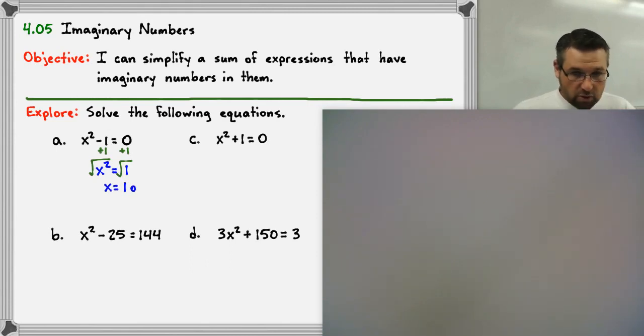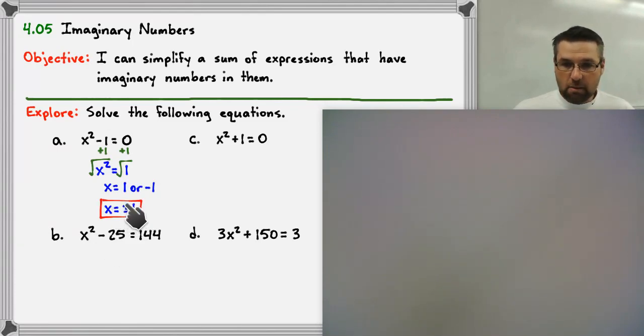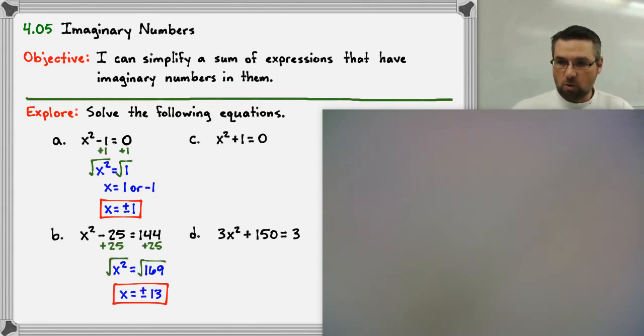Remember, the square root of 1 is either 1 or -1, the principal root and the negative root. We write it as x equals plus or minus 1. That's what that means, +1 or -1. Okay, so let's go ahead and take a look at B. Well, the first step would be to add 25 to both sides. And so we end up with x squared equals 169. To get rid of the squared, we're going to square root. And so the square root of 169 is plus or minus 13.